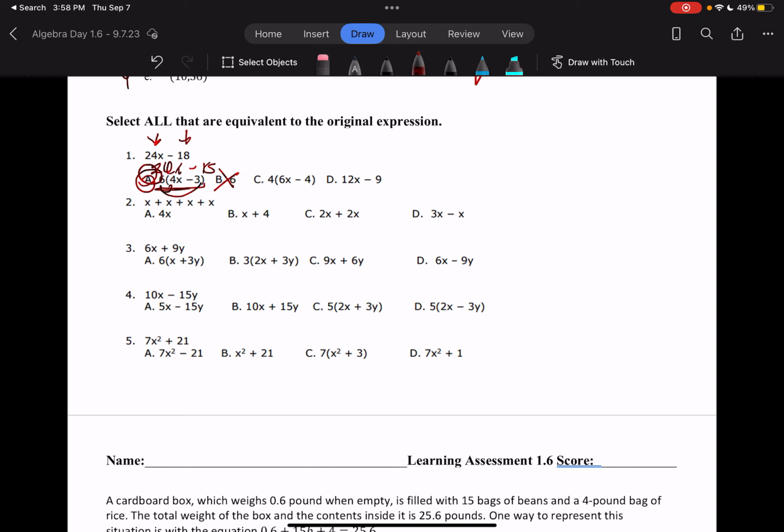So that's not true. This is also going to be distributive property. So 24x, and then multiply through here, minus 16. So that's not quite the same. All right, and then 12x minus 9. Well, if we have 24x minus 18 and we divide it by 2, we would get 12x minus 9. Or if we multiply 12x minus 9 times 2, we will get 24x minus 18. So this is also an equivalent expression.